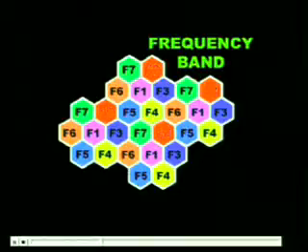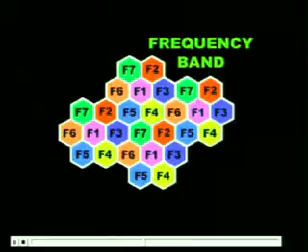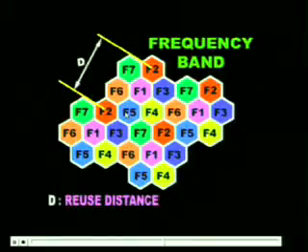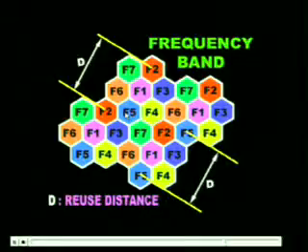Let us see how we see the reuse distance. Here in this figure, we have to find out the reuse distance between the two cells. See here, F2 is blinking, and any two cells which have F2, the distance between them is called the reuse distance. Similarly, it is for F5 also. So, this is called the reuse distance, and in reuse distance the frequency will remain the same.